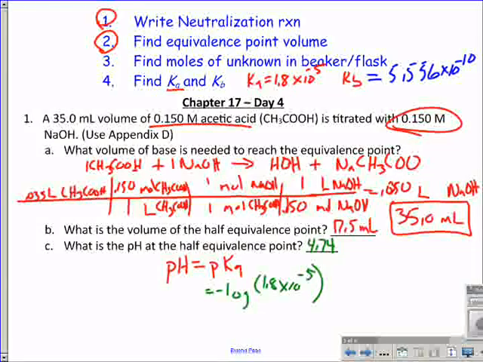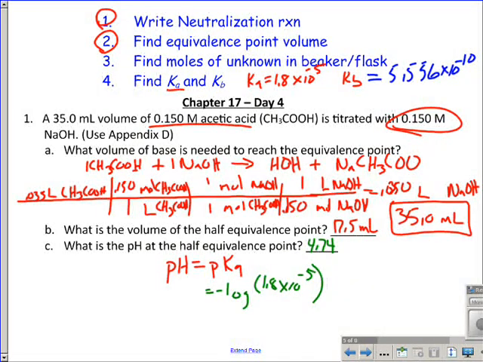So I've got a weak acid, so it makes sense it should be less than 7, and it's a weak acid, so it's not a lot less than 7. So that seems to make sense. So that would be what is known as the half equivalence point. The half equivalence point in a weak strong titration is when your pH equals your pKa. Always a useful thing to know.